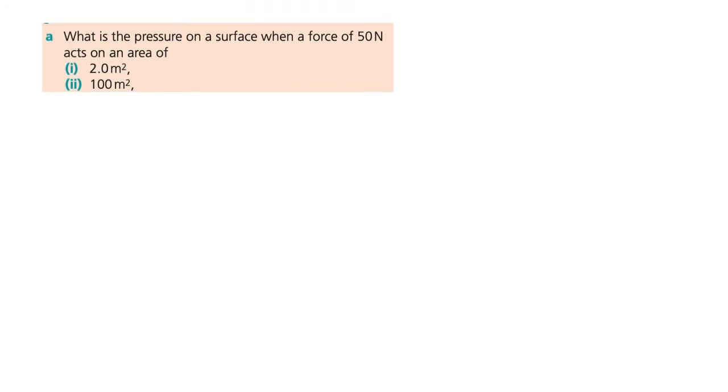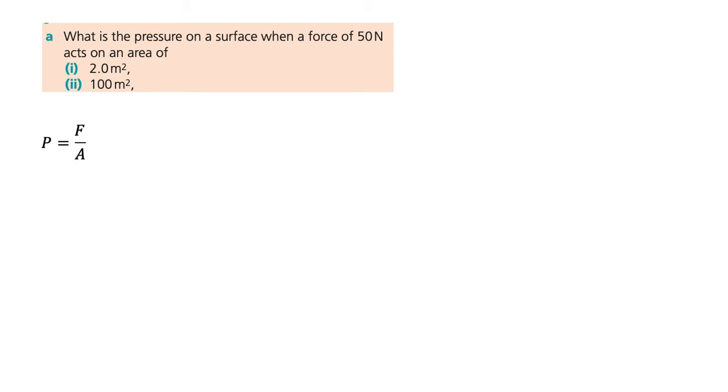So if we move on to another example, this question asks us the pressure on a surface when a force of 50 newtons acts on a surface of area 2 meters squared or 100 meters squared. Right, so again, we write the formula. It's always good to write the formula first. Pressure is equal to force divided by area, F divided by A.